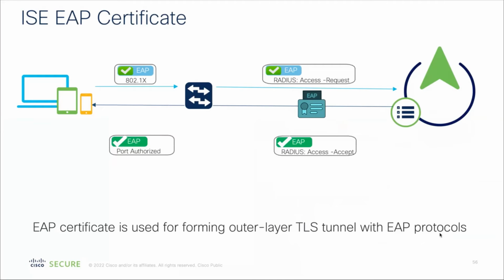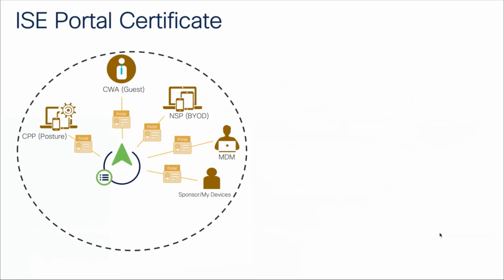Whenever the endpoint submits the credentials, then based on the credential validation, it goes through access accept or access reject. Access accept means it's authorized, the port is authorized, whereas access reject means the port is unauthorized. That's when the EAP certificate comes into play.